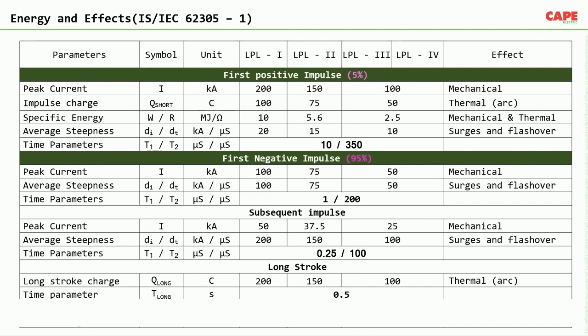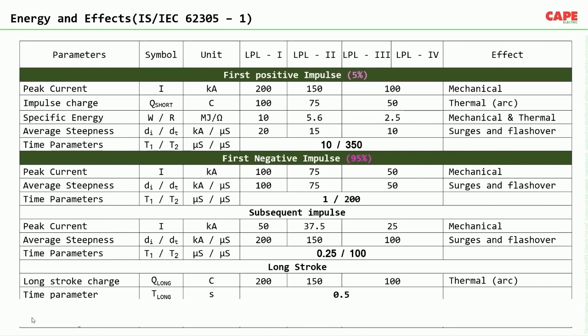Now, we all know that there are four lightning protection levels: level 1, level 2, level 3, and level 4. In level 1, the first positive impulse will have 200 kiloamperes of current. In level 2, it will have 150 kiloamperes of current. In levels 3 and 4, it will have 100 kiloamperes of current.